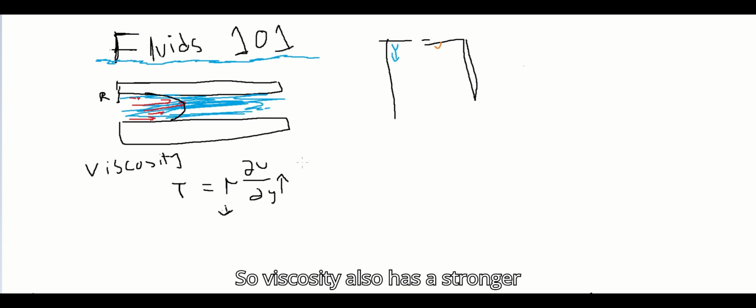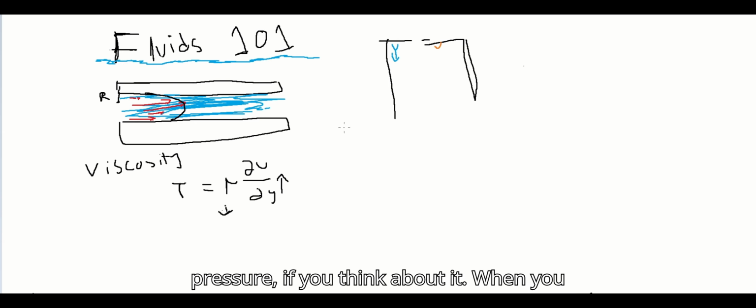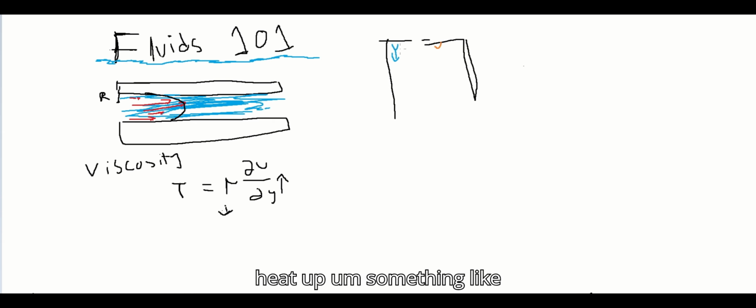Viscosity also has a stronger dependence on temperature than pressure. If you think about it, when you heat up something like honey or water, what will happen to it, right? As the temperature goes up, your viscosity will go down for a liquid, but for a gas it will actually go up.